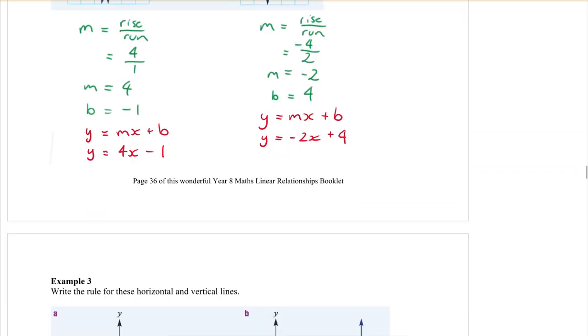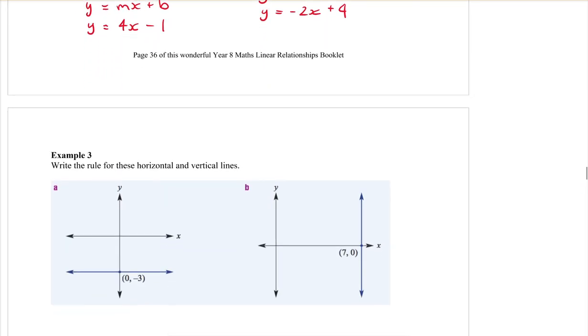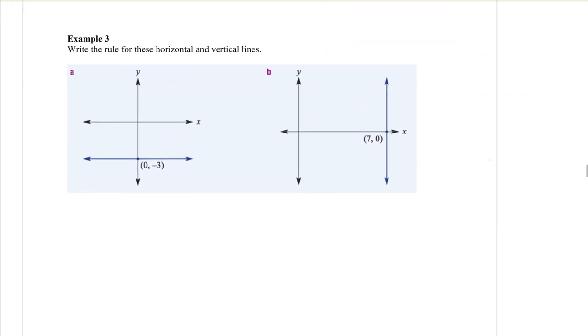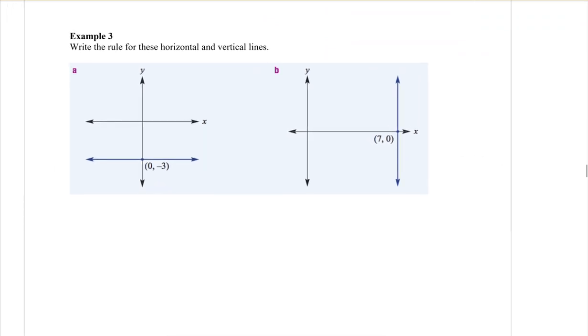There's still one more type of question. Next page. Everyone written that down? Yep, good. Okay, question 3. Write the rule for these horizontal and vertical lines. Now it's kind of giving it away because it's reminding you, horizontal and vertical lines. We have practiced these already. We've been drawing them. These are the ones that are either x equals a number or y equals a number. And it depends on the axes that it is going through and the number that it's going through.